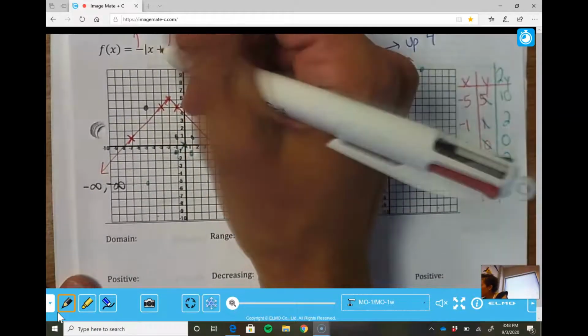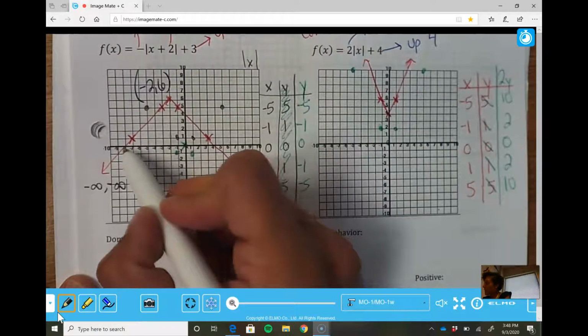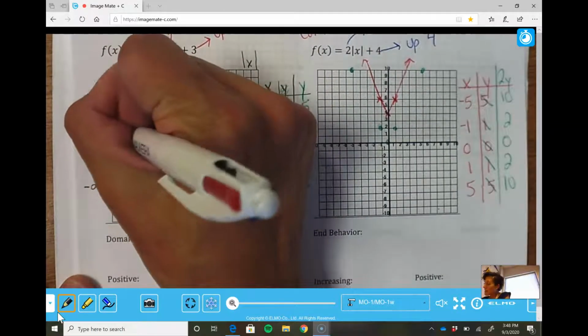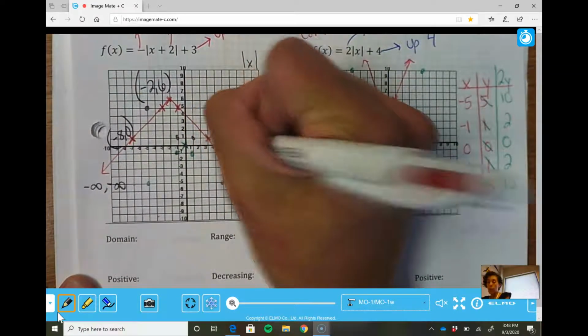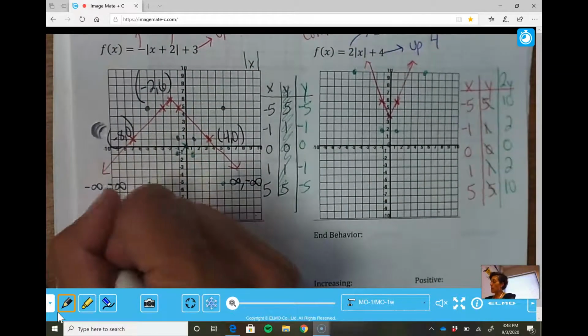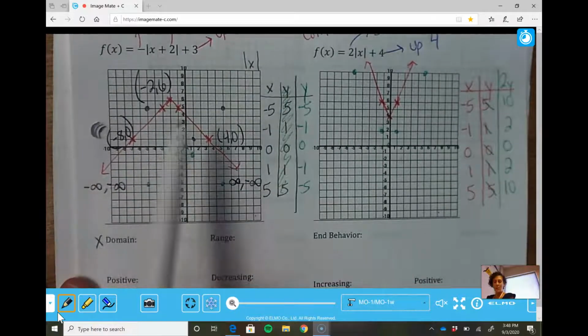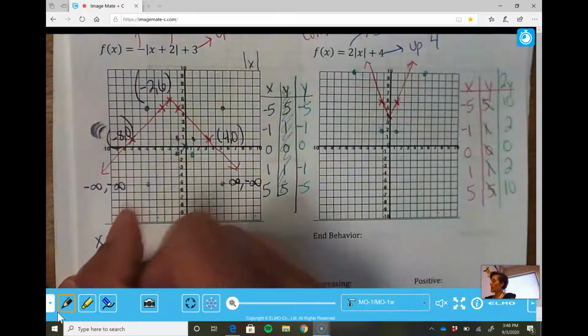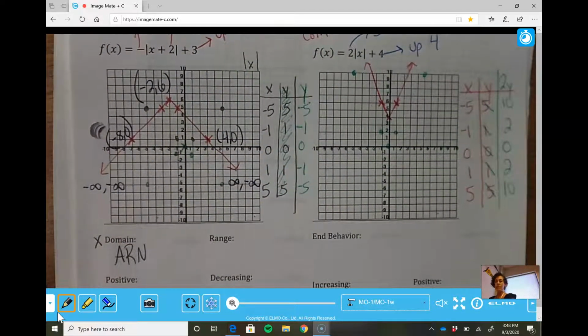My turning point here is negative 2, 6. And I have an x-intercept of negative 8, 0. And I have another x-intercept of 4, 0. So my domain, remember, that's smallest x to biggest x. So if I look left to right, because that's what x does, negative infinity to infinity, and I'm going to change it to all real numbers, as was mentioned in the video.